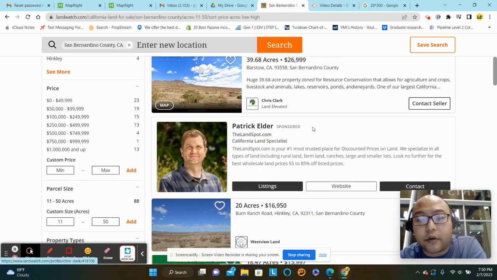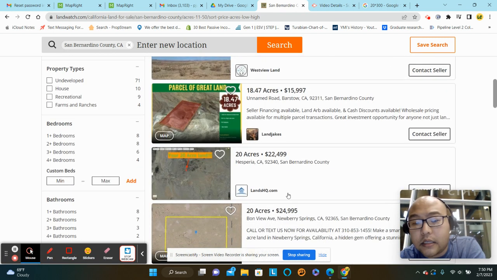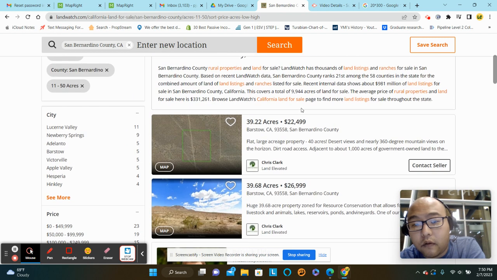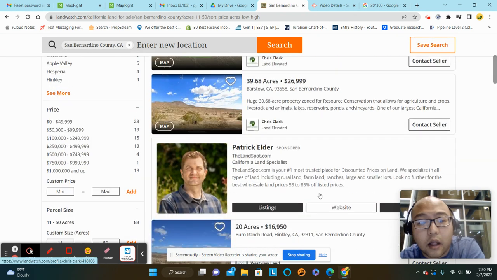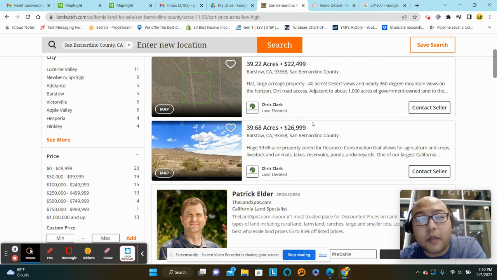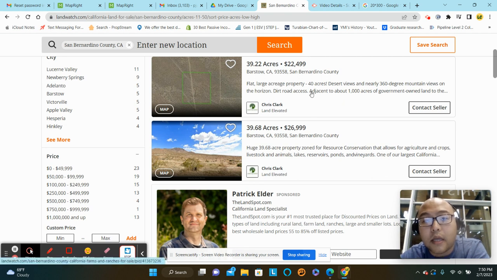what these guys have here, Chris Clark, Westview Land, Land Jakes, Lands HQ, all of these guys are paying roughly $500 to $1,000 per month advertising this. And so they are just doing this over and over and over again, right? And they're profiting from it, from people that want land, right? I'm just saying that there's a lot of land out there, and there are people that need investors to be willing to offer these prices because I'm telling you, the real estate agents aren't as interested in these properties.